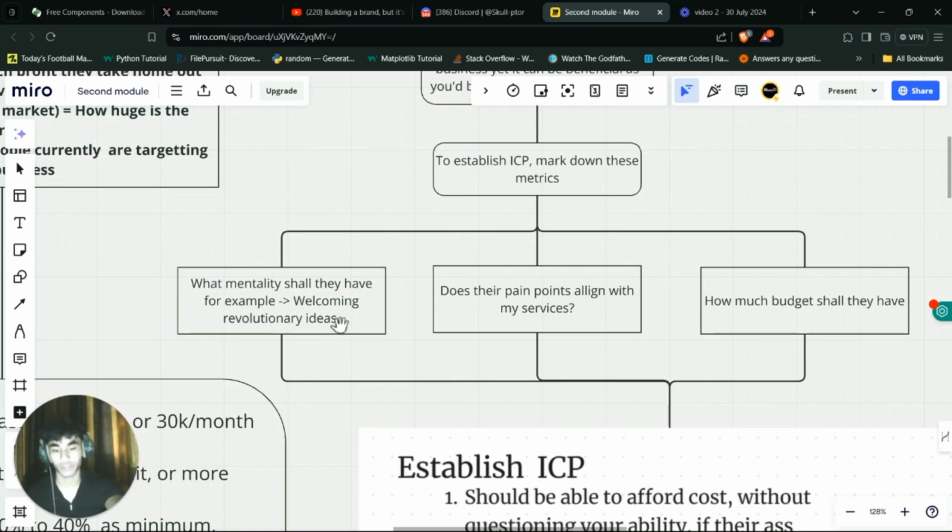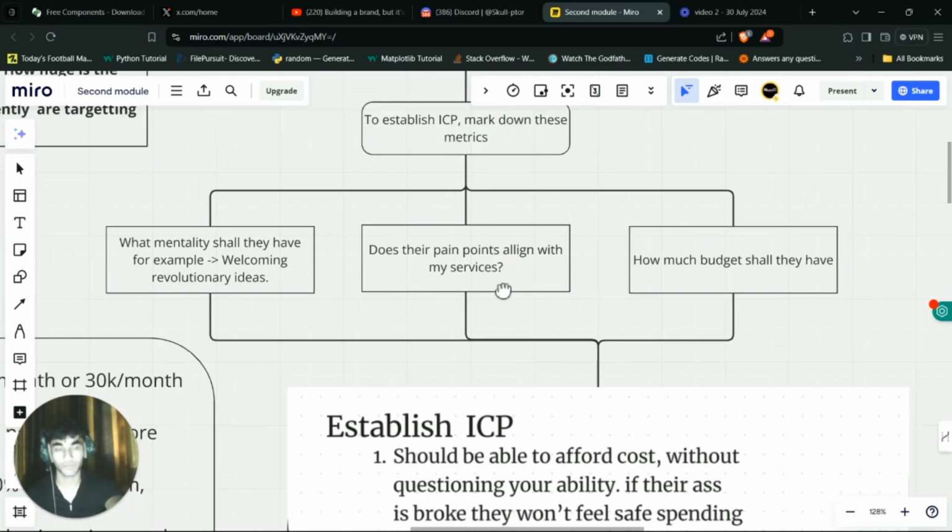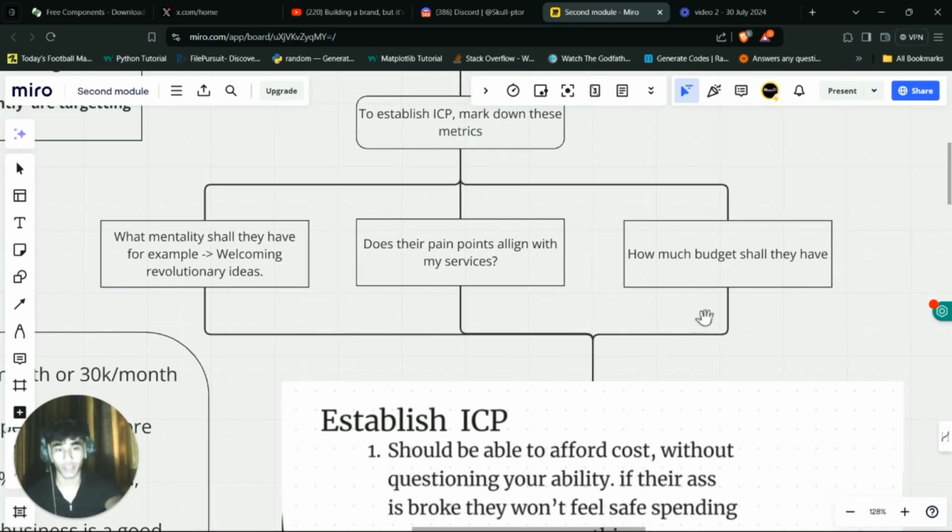Once again, you should see service-based business as a relationship, so you need to make sure their mentality, their budget, or their past, whatever it is, and the pain points shall align with your desires, that kind of thing, right? So first comes in, what mentality shall they have? Second comes in, does their pain points align with my services? Next comes in, how much budget shall they have?